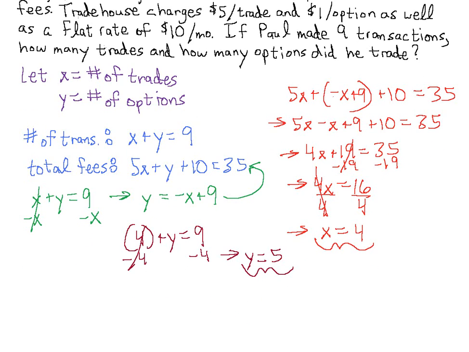And we can go ahead and formally write our answer. We can say Paul made, and this is the interpretation of the answer. This is actually a really important part as well. Transferring information from a word problem to the particular equations is by far the most tedious and I would say the most important part. Actually interpreting the answer would be the second most important part. All right, so Paul made, x is the number of trades, so he made 4 trades. And y is the number of options, so he also made 5 options.